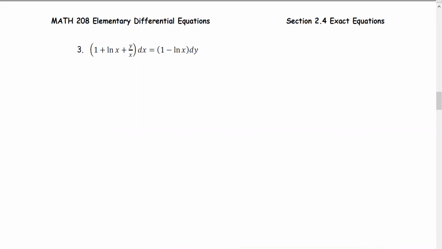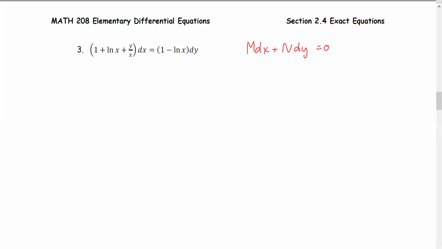3. We have the quantity 1 plus log x plus y over x times differential x equals the quantity 1 minus log x times dy, or differential y. Recall the exact equation will be in the form of M dx plus N dy equals 0, or in the differential of the solution form.